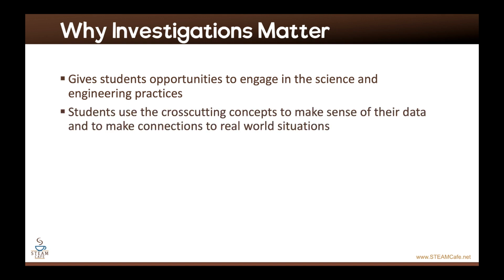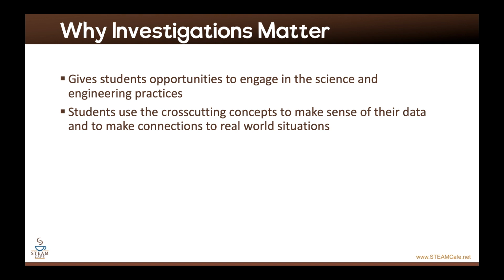Students use the cross-cutting concepts to make sense of their data and to make connections to the real world. As experts, they need to be able to explain to people what their data mean. And in order to do that, those cross-cutting concepts come into play really well. What systems are they trying to use? What patterns are they trying to determine? What patterns can they explain? What was the cause and effect, right? So a lot of things, just crack those out when kids are trying to figure out what's going on. Crack those out and ask them questions like that.